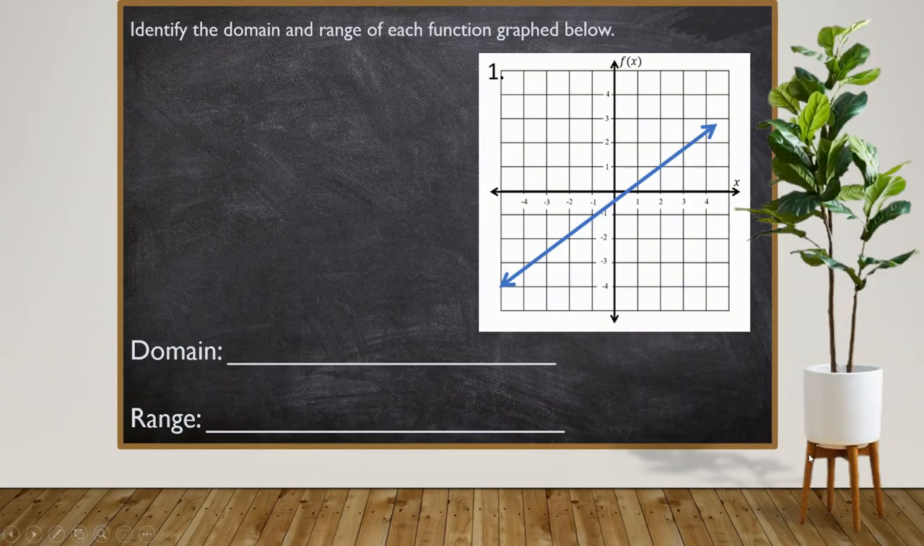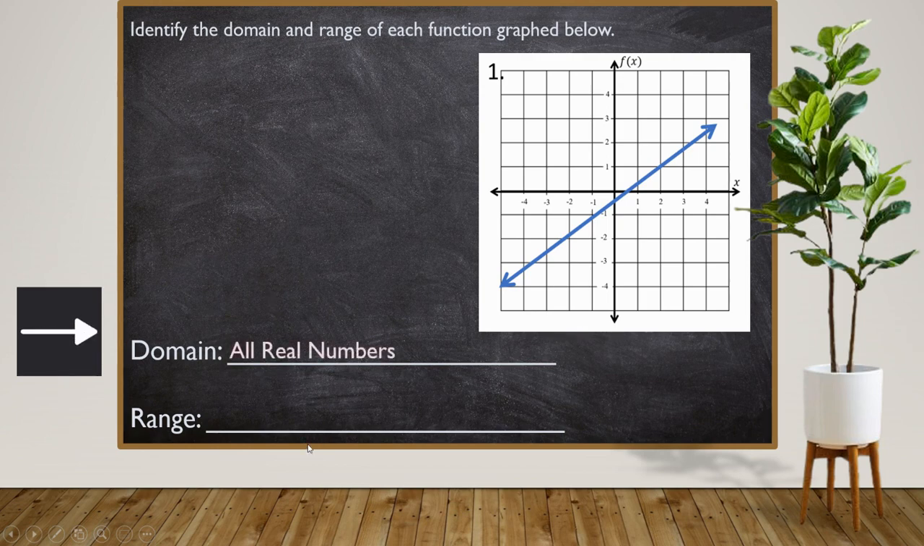So to identify the domain and range of this graph, let's look at it from the left. Left to right, there's an arrow here that is going to the left. There's an arrow here going to the right. That means there are no restrictions. So looking at it left to right, it's going left forever into negative infinity. It's going right forever into positive infinity. So the domain is all real numbers.